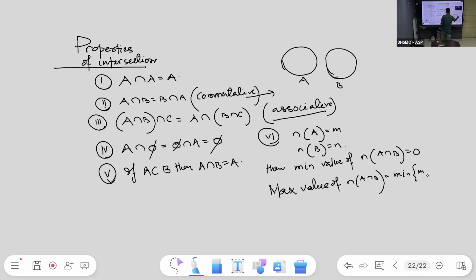Minimum of M and N means the smaller among the two. This is the case where one set is contained in another set. If A is a subset of B, then the number of elements of A is less than the number of elements of B, and this is the case where A intersection B will be maximum. Suppose A contains M elements and B contains N elements, here A intersection B is equal to M. I hope it is clear to you. Did you understand, guys? Please write in the chat box.